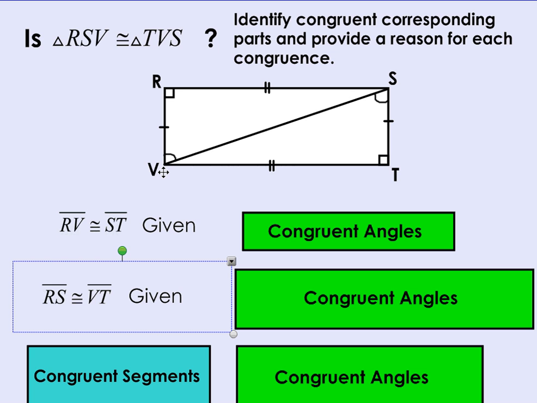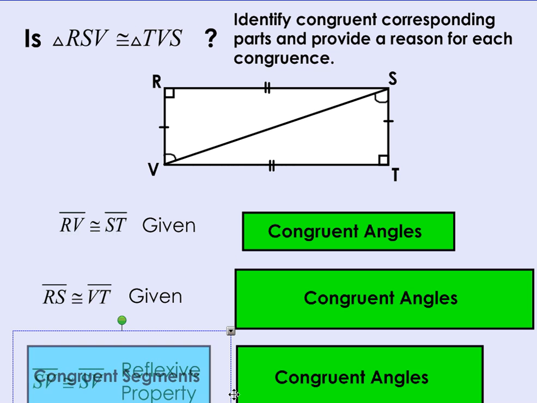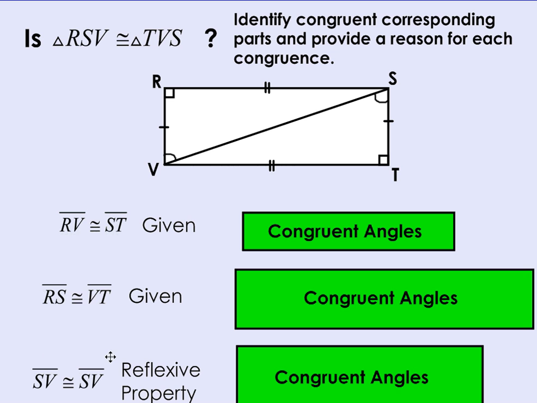Which leaves us to the last side. This third side of each triangle, VS and VS, we need to show are congruent to one another. And we can do this because it's the same exact segment. So we can say that SV is congruent to SV because of the reflexive property. The reflexive property says that any segment is congruent to itself. So we can use that to show that SV is congruent to SV. Now we've shown that all three corresponding sides are congruent to one another. We've done half the work that it takes to prove that two triangles are congruent.